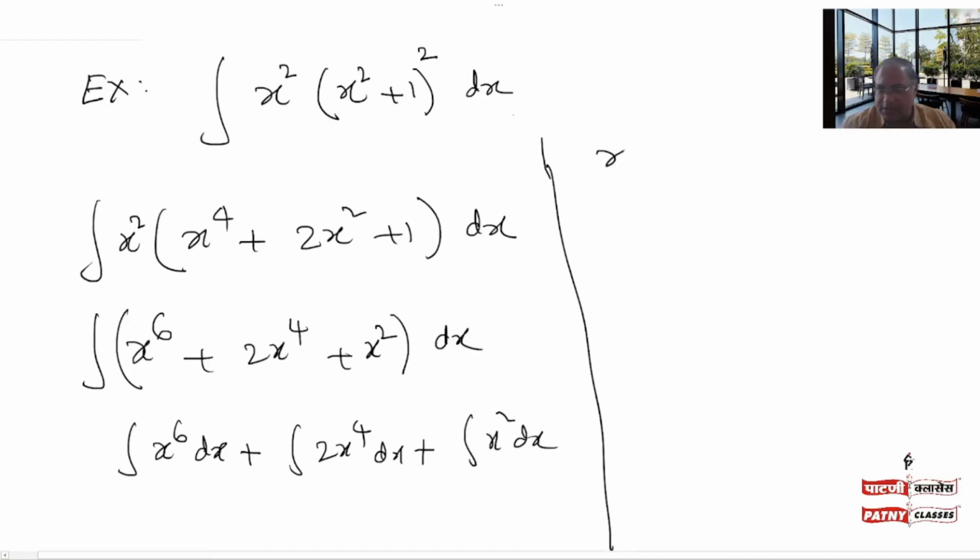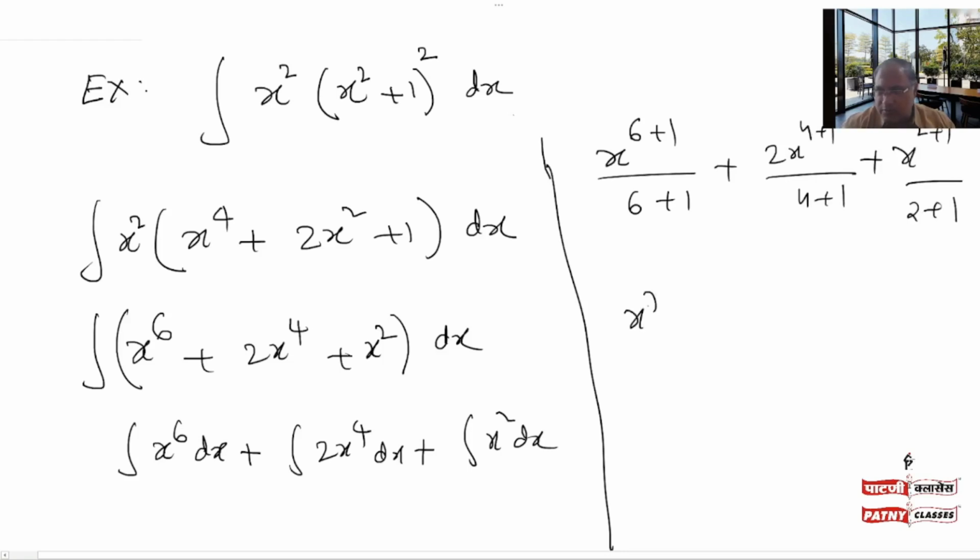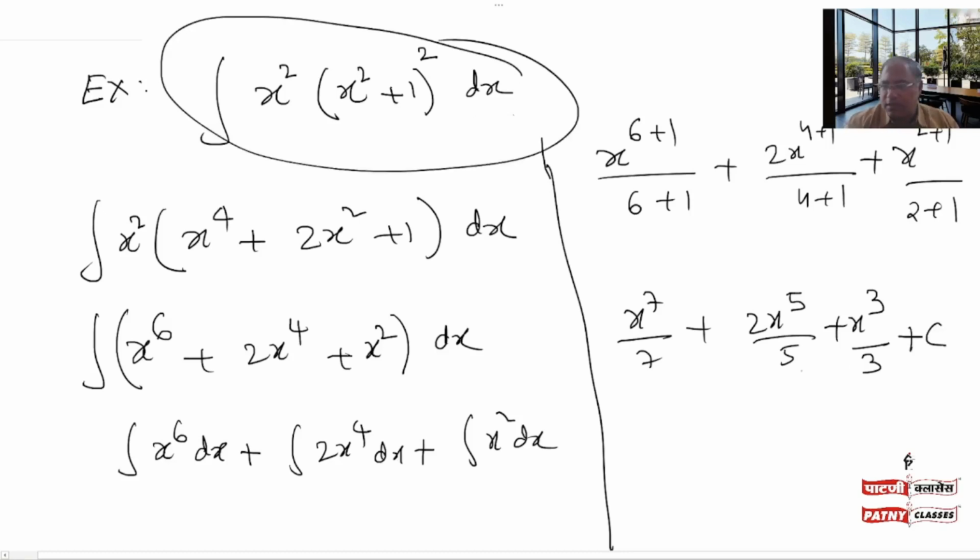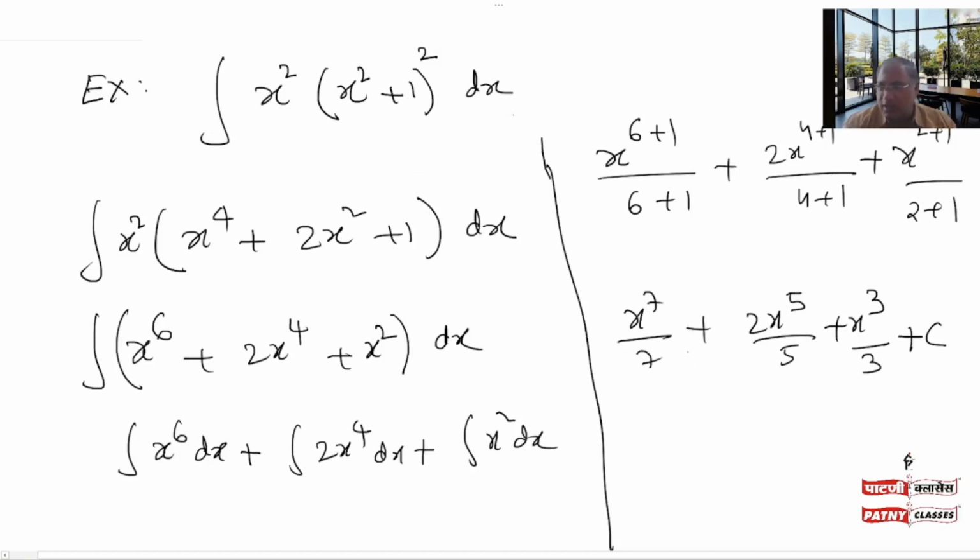So let's see, x raised to the first term 6 plus 1 upon 6 plus 1, and the second term 2x raised to 4 plus 1 upon 4 plus 1, and the third one x raised to 2 plus 1 upon 2 plus 1. So it becomes x raised to 7 upon 7, and 2x raised to 5 upon 5, and x cube upon 3. If cancellation is not possible, keep them as it is, and at the end you write plus c. Therefore, the integration of this problem is equal to x raised to 7 upon 7 plus 2x raised to 5 upon 5 plus x cube upon 3 plus c. This is the required answer.